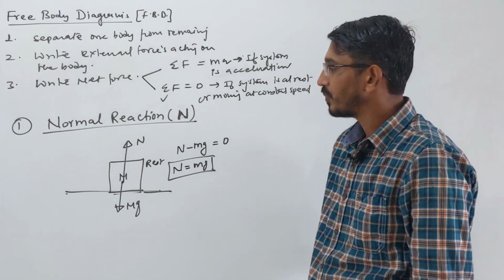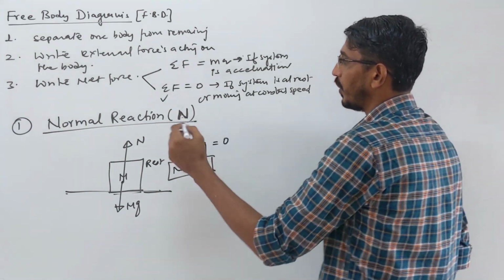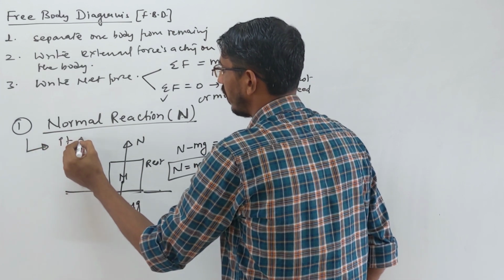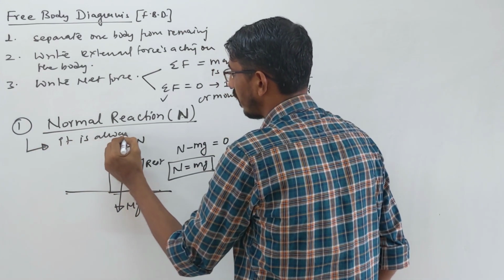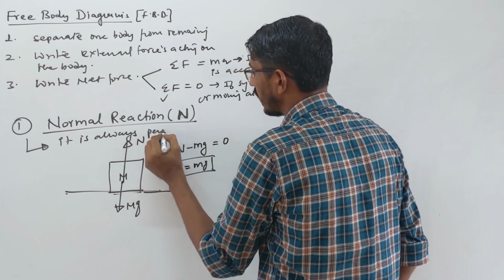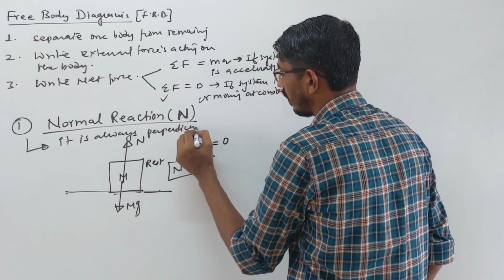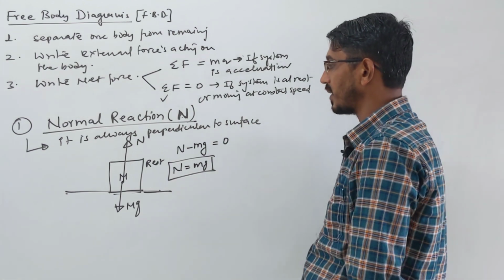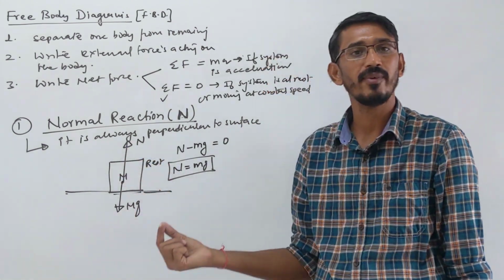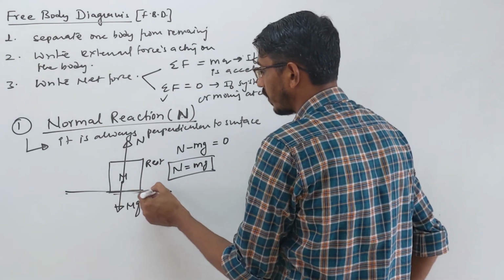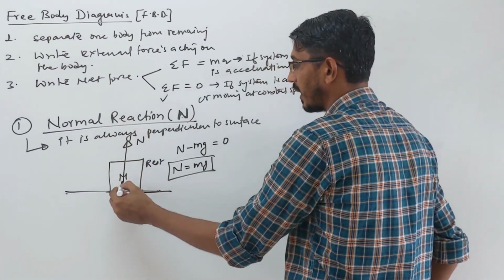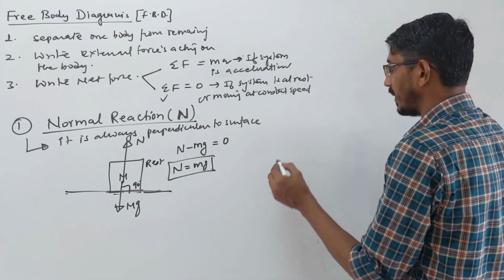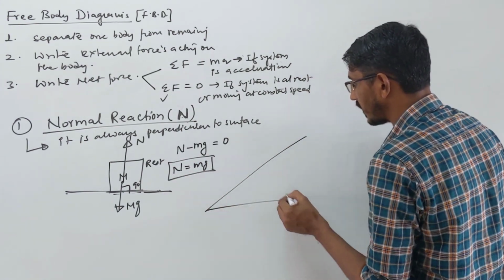So normal reaction in this case is your Mg. A very, very important point about normal reaction is that it is always perpendicular to the surface. Where the body is placed, this normal reaction is always perpendicular to the surface. This is a horizontal surface, so it is exactly upward, meaning perpendicular, this angle is 90 degrees.